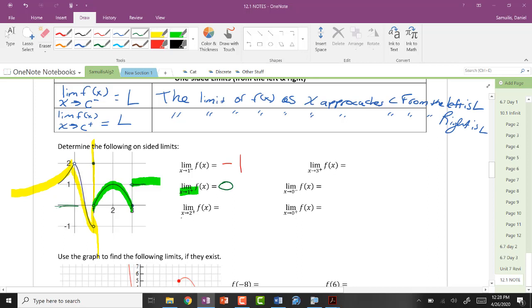All right, so as x approaches 2 from the right. So let me get rid of some of these things here. All right, so I'm approaching 2. Here's 2. I'm approaching it from the right side. That limit is going to be 1. As I'm approaching 3 from the right. All right, so here's my 3. As I'm coming from the right side, my limit is 1.